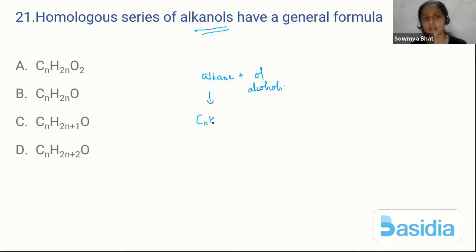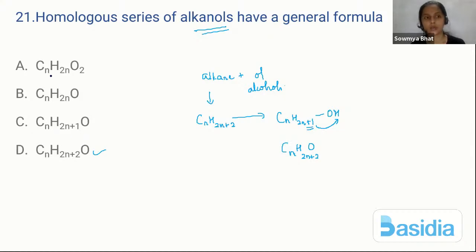The general formula of alkane is CnH2n+2. And remove one hydrogen here. That becomes CnH2n+1 and replace that by OH. One of the hydrogens in the alkane is replaced by OH, the alcohol group, which is going to give you the alkanol. Now again you count the number of carbons, CnH2n+1 is there, and again one hydrogen is there. So that should be 2n+2. And there is one oxygen. So the correct general formula for alkanols is CnH2n+2O. That's option D. That's the right answer.